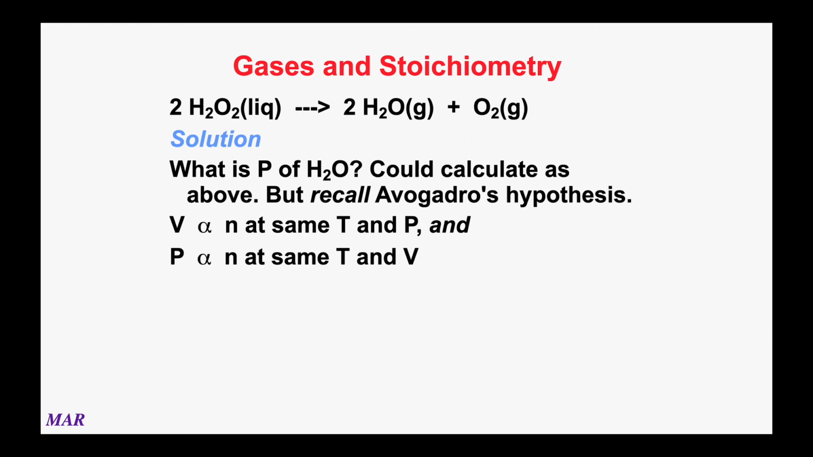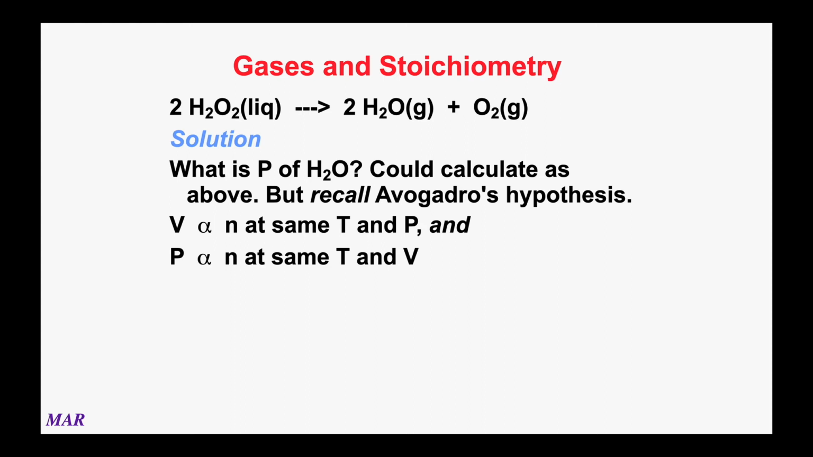You could convert that into moles of water, and it's 2 to 2 or 1 to 1. And from moles of water, you could plug that into P equals nRT over V to calculate the value. But there is a quicker way here. We saw that by Avogadro's hypothesis that volume and moles are proportional.